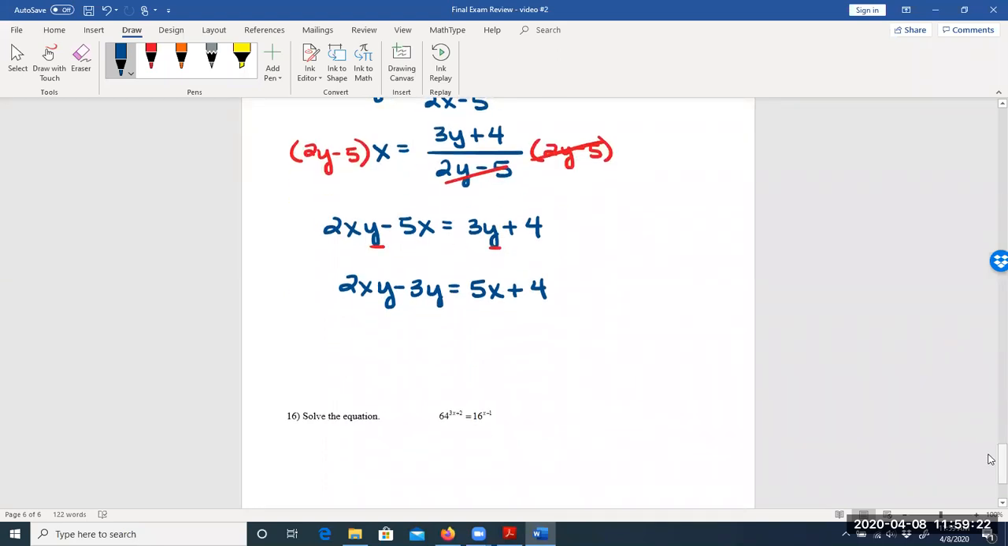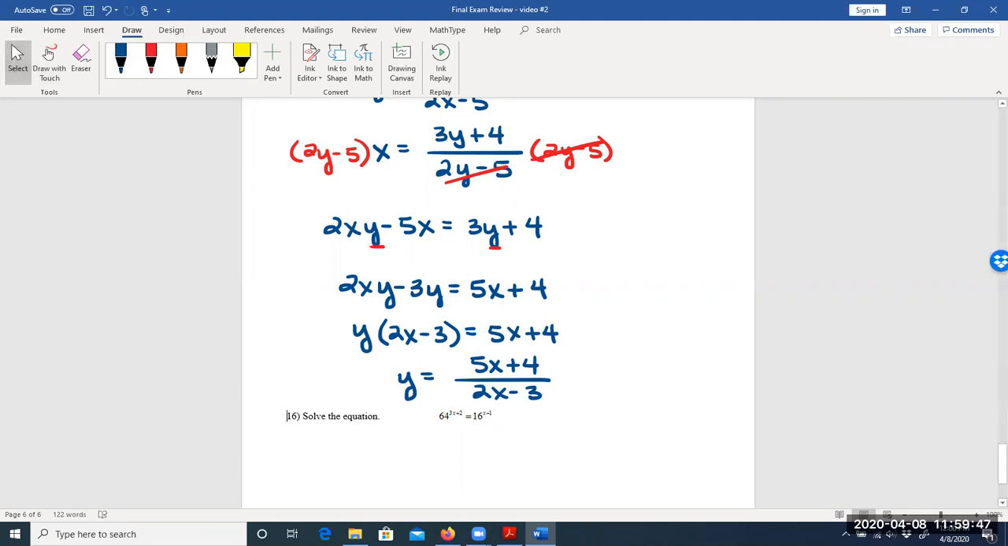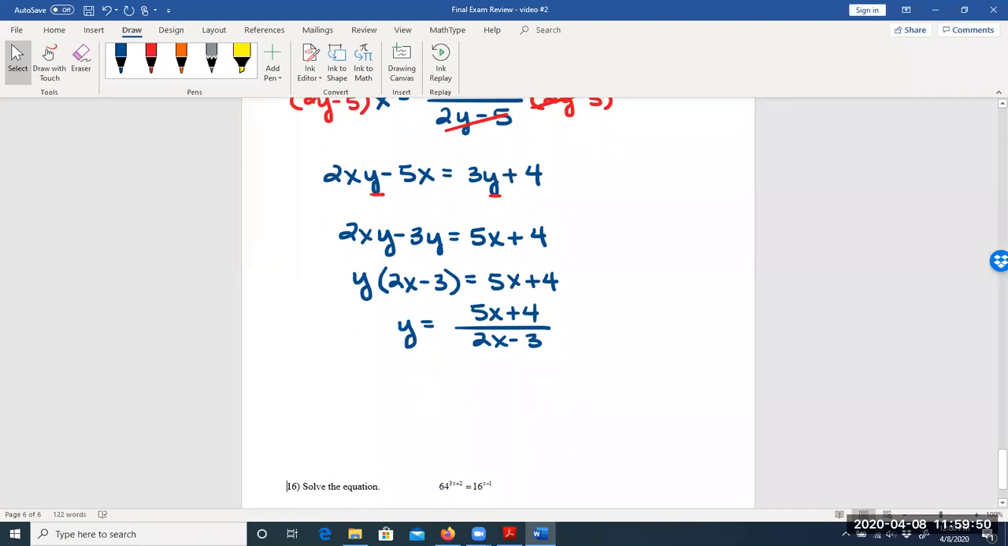Okay, then we factor the y from the left-hand side. And then lastly, we divide by 2x minus 3. So there is my inverse function. And again, if you would like to use the fancy notation, you are welcome to. In WebAssign, it won't matter because they've already got it typed in for you. So our inverse function is 5x plus 4 over 2x minus 3.